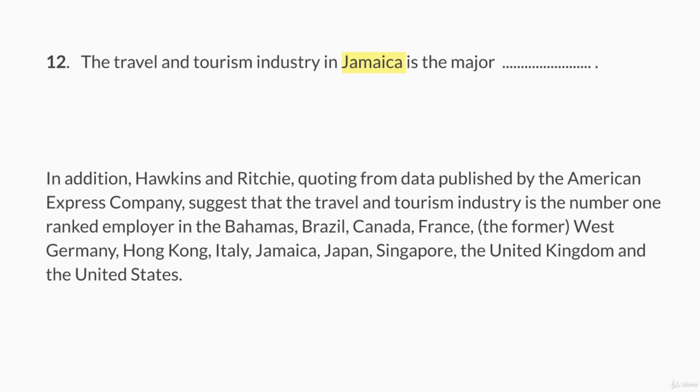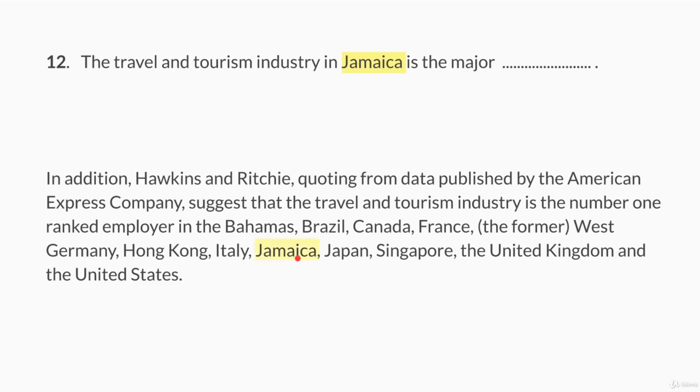So let's take a look here. Here is our paragraph, and we are looking for our keyword Jamaica. And again, I am going to be scanning. I am not reading each and every word. I'm only scanning for the word Jamaica, and I have found it. The word Jamaica is right here.